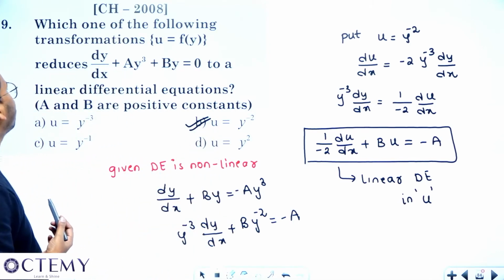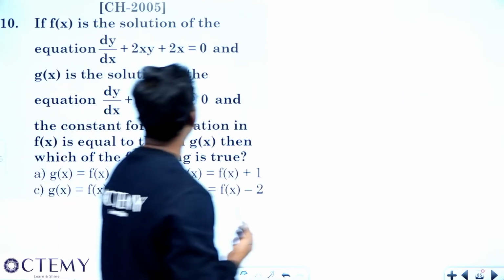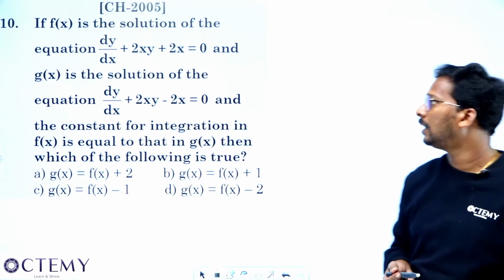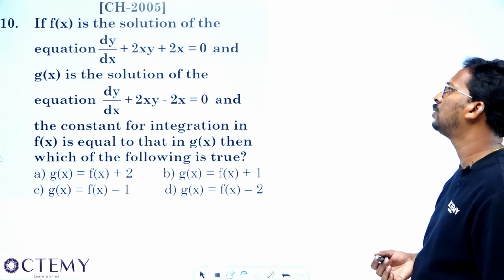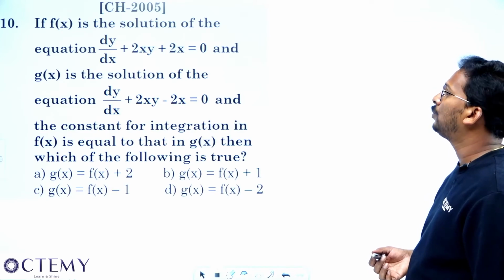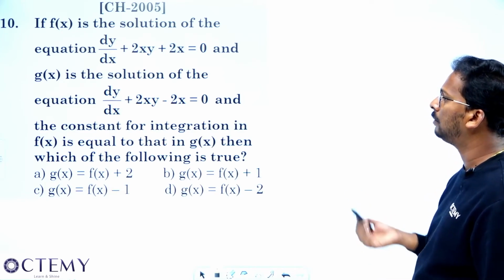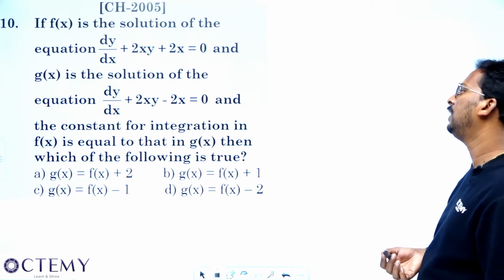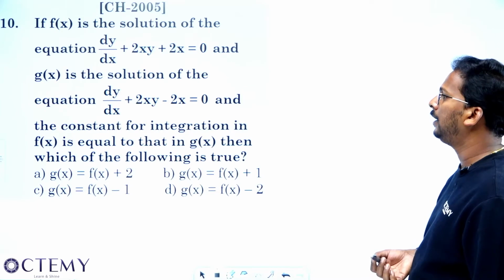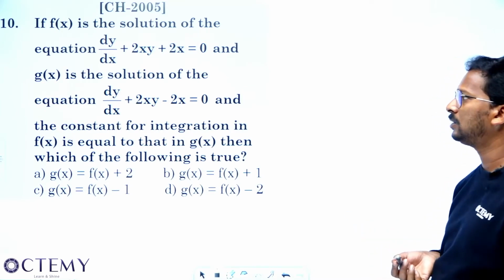Very good way of asking a question. Next, we go to the next question. See what the next question is telling. The next question is telling that if f of x is a solution of the equation dy by dx plus 2xy plus 2x equal to 0, and g of x is a solution of the same with minus 2x, and the constant for integration in f of x is equal to that in g of x, then which of the following statements is true, right?